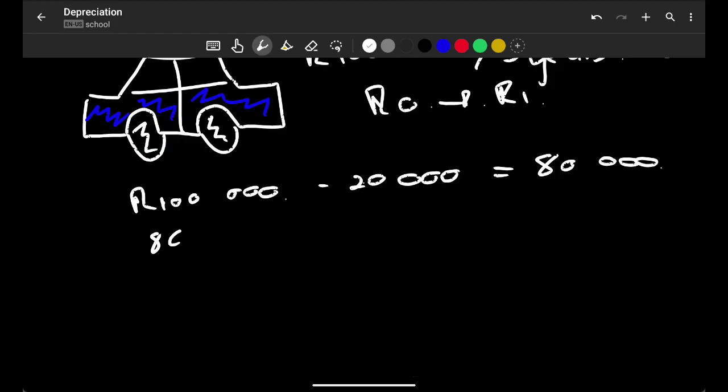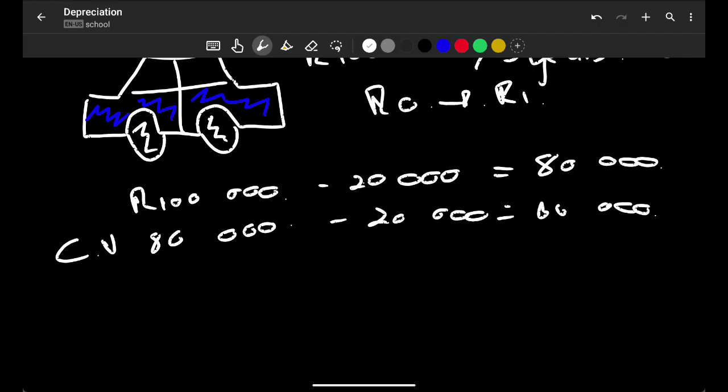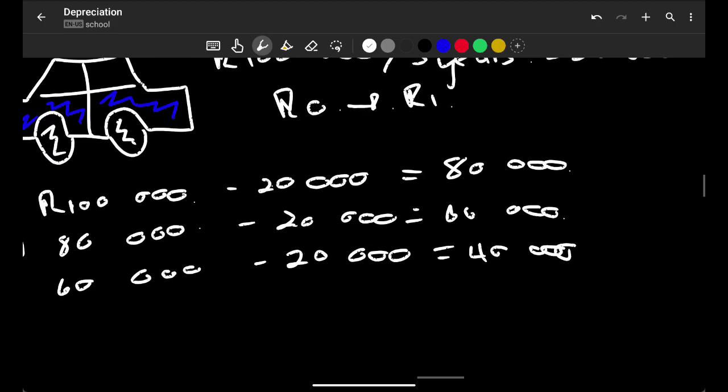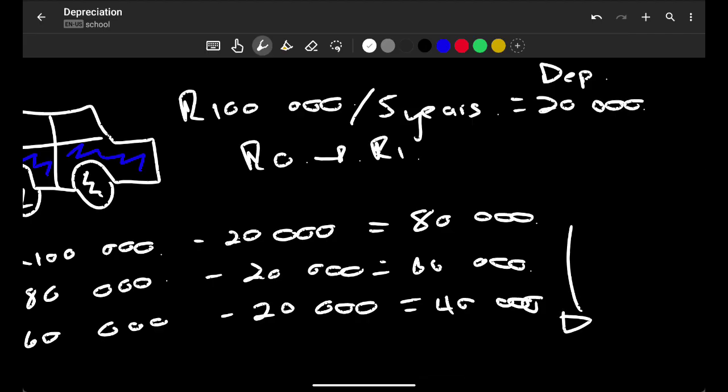Second year, 80,000. This is the carrying value. 80,000 minus 20,000. Now your vehicle is worth 60,000. Third year, it's worth 60,000. It got depreciated. Throughout the year, you used it. Maybe you were driving it and then you bumped someone, the bumper is broken, or the tail light is broken, or your lights don't work anymore, or whatever the case is. So another 20,000, 40,000. Do you see, the more and more we go through this, the less valuable the car is.